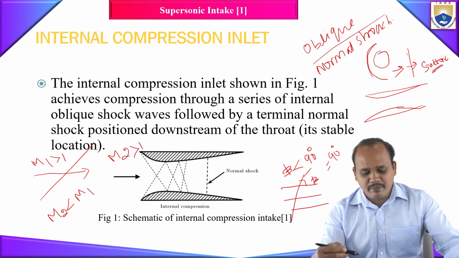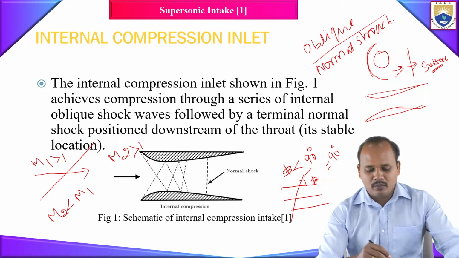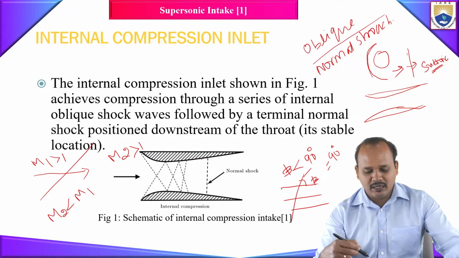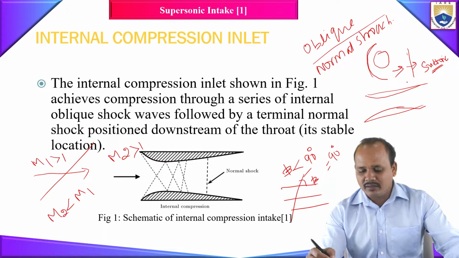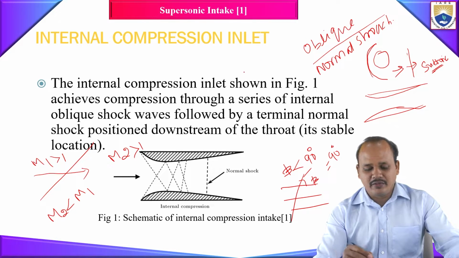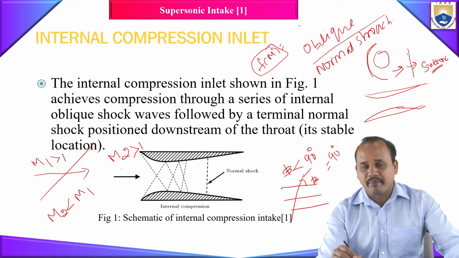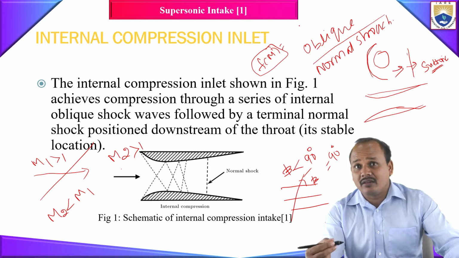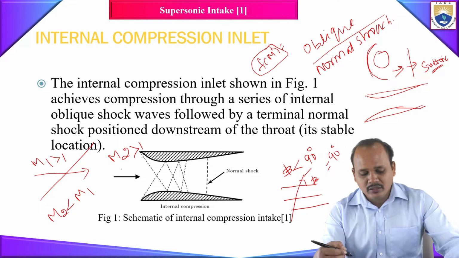As I said previously, if I want to decelerate my flow, you could ask why I have to use a series of oblique shock waves. Why can't I use a single normal shock wave? At any location in your flow field, the strength of your shock wave is mainly a function of Mach number. Higher the Mach number, higher the strength of your shock wave. So why do we use a series of oblique shock waves?